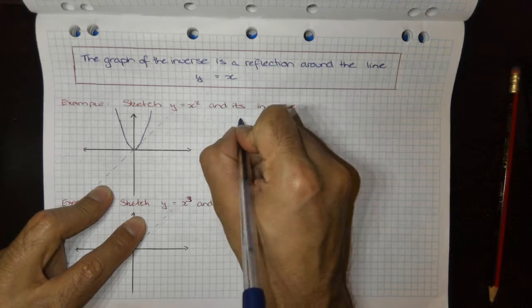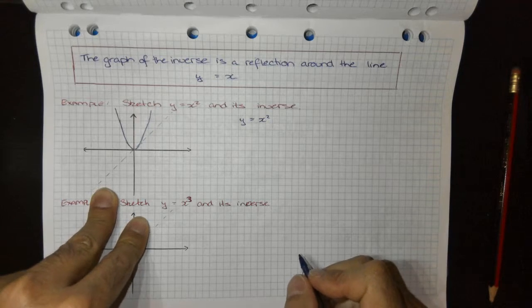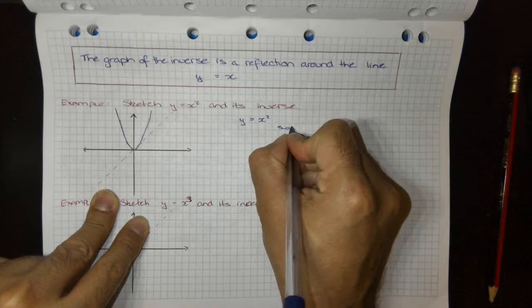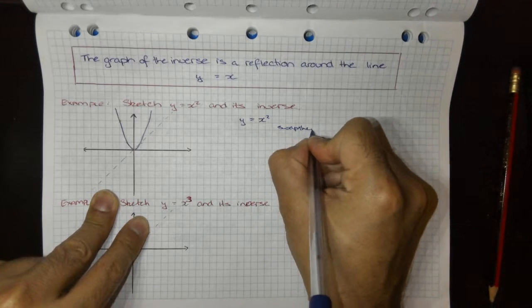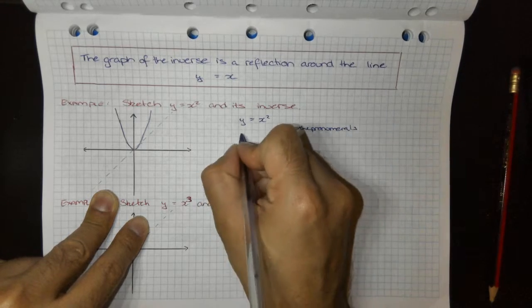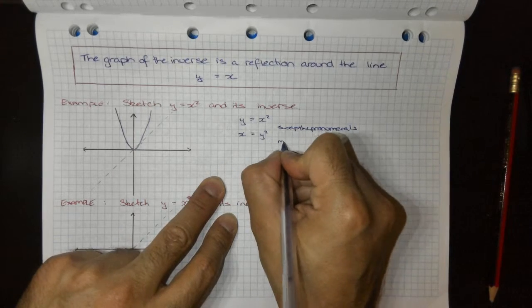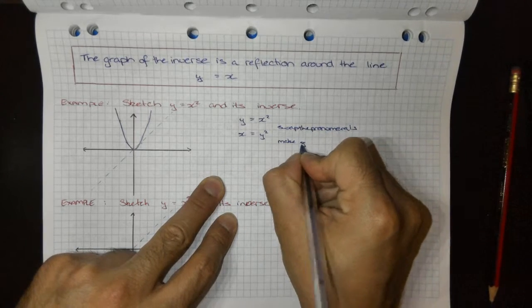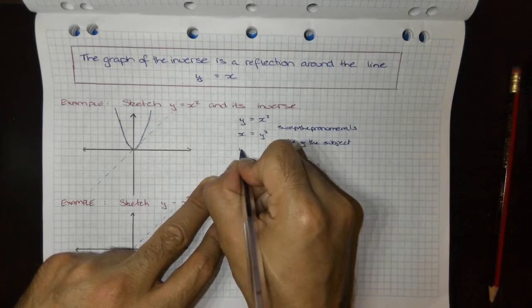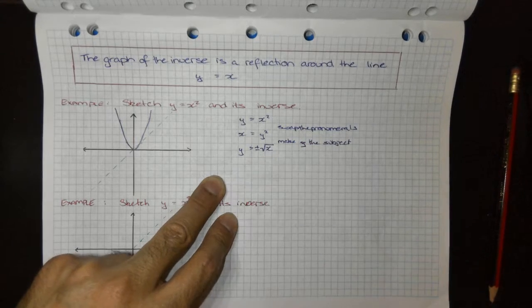So first, y equals x squared is the original function. We're going to swap the pronumerals. So we get x equals y squared, and make y the subject. So we get y equals plus or minus the square root of x.